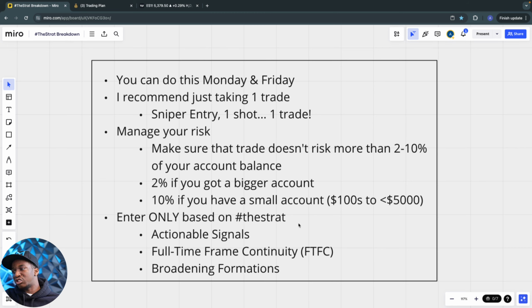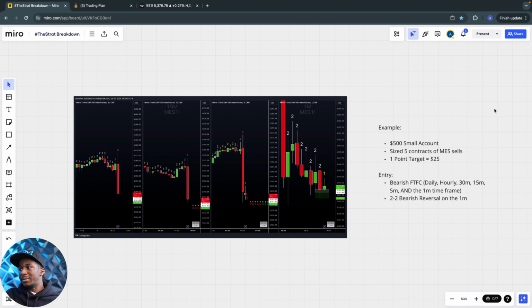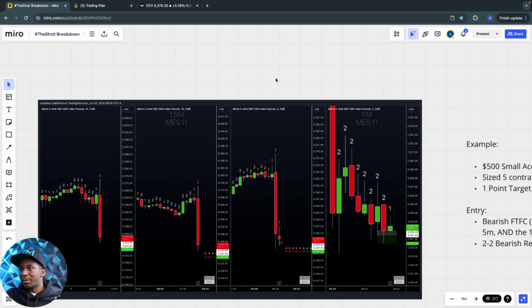And then the next thing is enter only based on the strat. So again, if you're using the strat as a trading strategy based on the previous videos I've covered, make sure you go watch those as well. Use actionable signals, full time frame continuity, FTFC, and broad information, right? So I used all of this in order to enter this one position. It seems like a lot, but here's the thing. I'm in and out of these trades really, really quickly. So let me show you an example of this in the market.